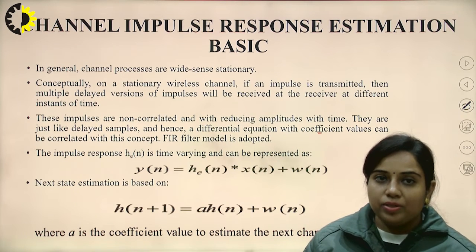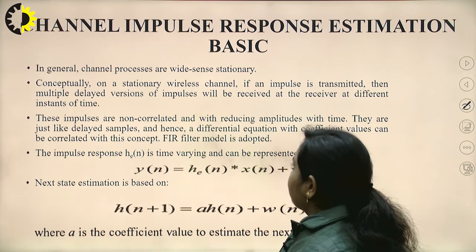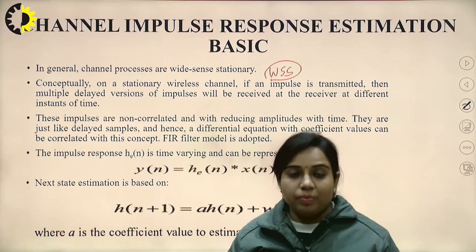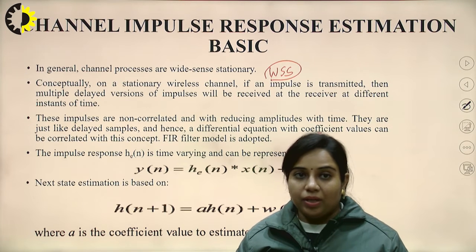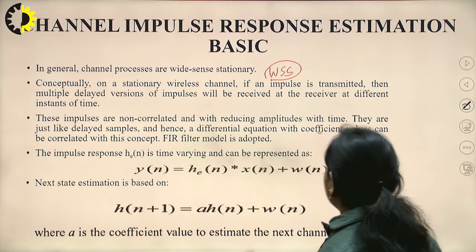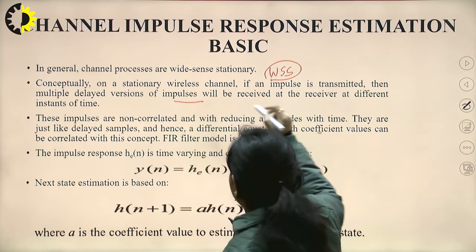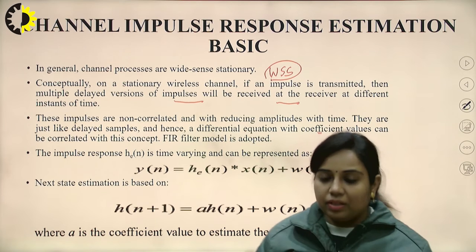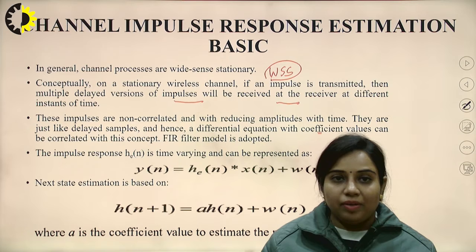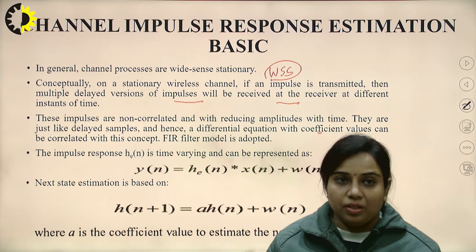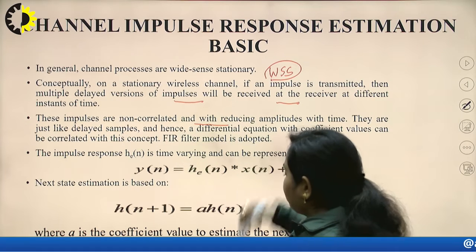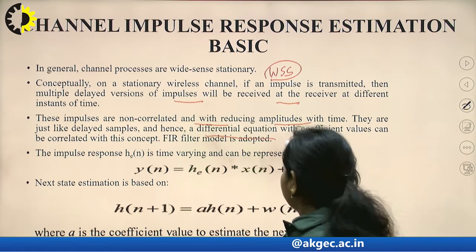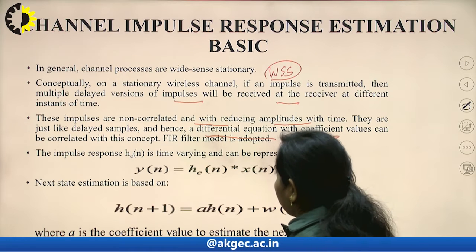Now, the basic assumption for channel impulse response estimation is that the channel process is wide sense stationary, that is WSS. It is a stationary process, but wide sense. Then conceptually, on a stationary wireless channel, if an impulse is transmitted, then multiple delayed versions of the impulse will be received at the receiver side at different instants of time. Which means whenever the signal travels over multiple paths, we receive delayed versions of the transmitted signal. These impulses are non-correlated to each other, and with reducing amplitudes with time, they are just like delayed samples, and hence a differential equation with coefficient values can be correlated with this concept.